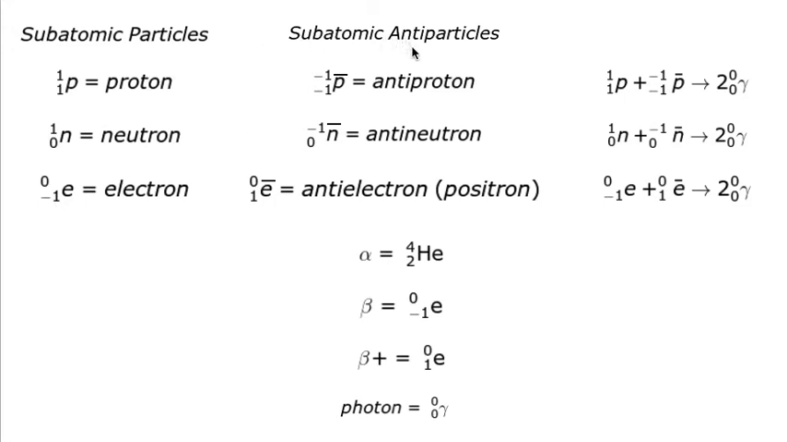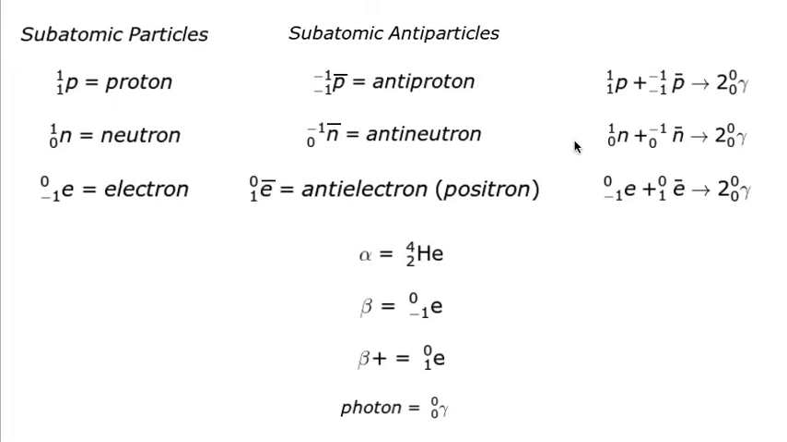The subatomic antiparticles are the same type of particle, meaning having the same mass, but the opposite charge. So here, our mass number is -1 and atomic number -1. For the anti-neutron, the mass number is -1. And for the anti-electron, also called a positron, the atomic number is +1. We typically represent the symbol with a line above it, indicating that it is an antiparticle.